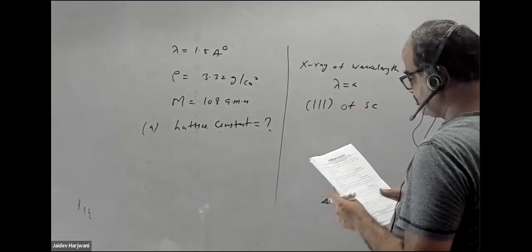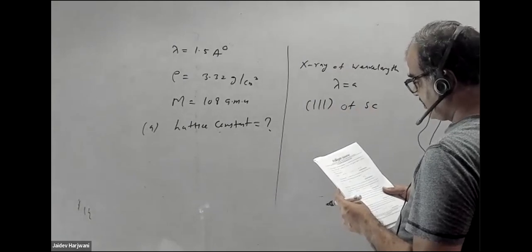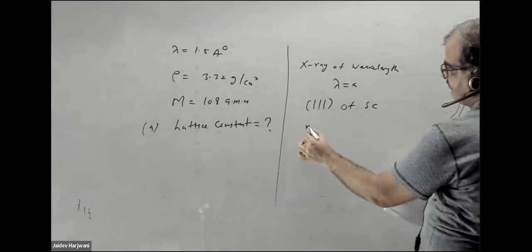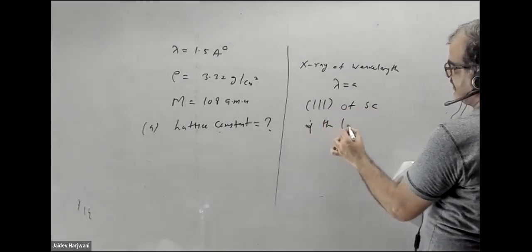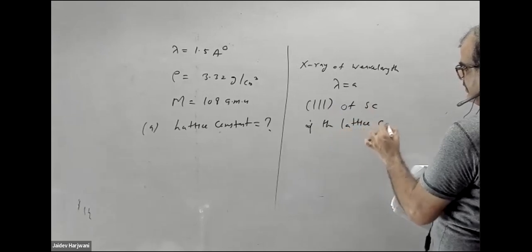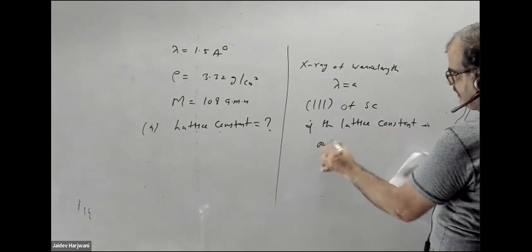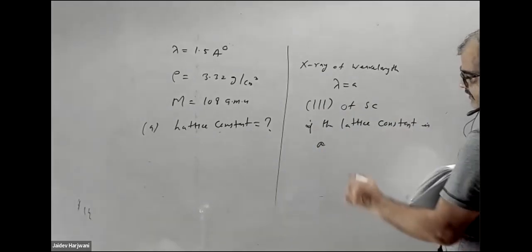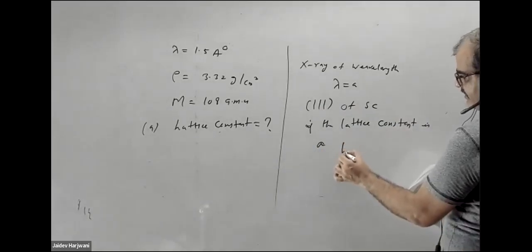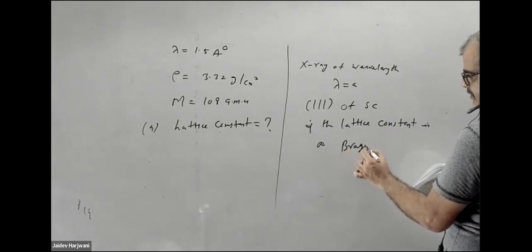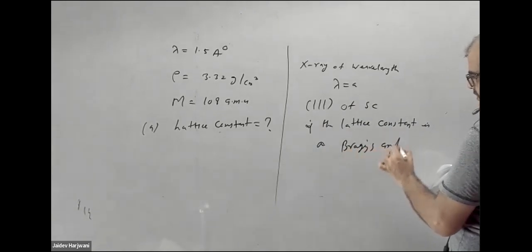So it is asking, if the lattice constant is A, then what is the corresponding Bragg angle? It is asking for the Bragg angle.